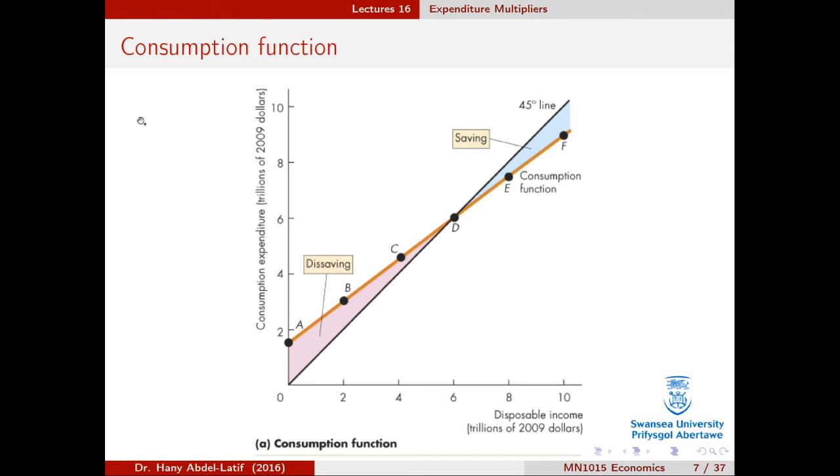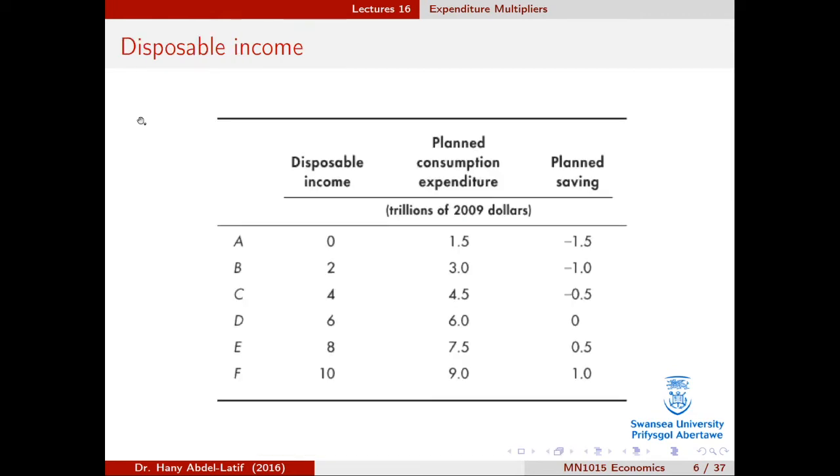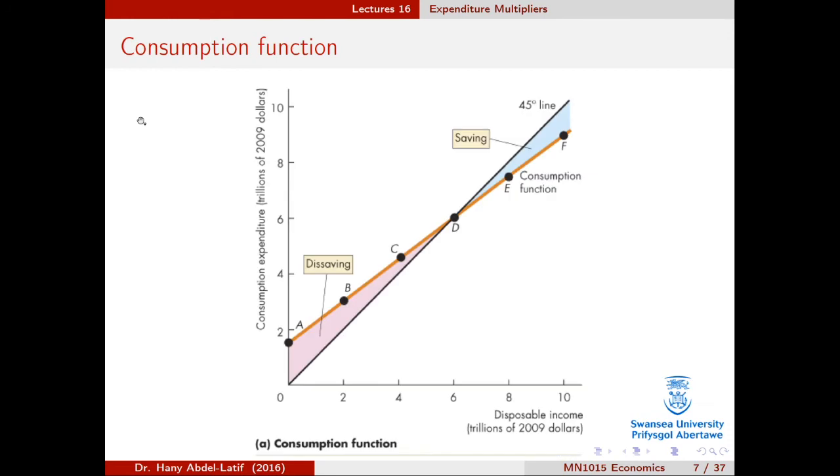After this point, where we have two points, E and F, going back to our table, you will see that disposable income is now greater than consumption. And here you'll see the 45 degrees line is above the consumption function, or this straight line.